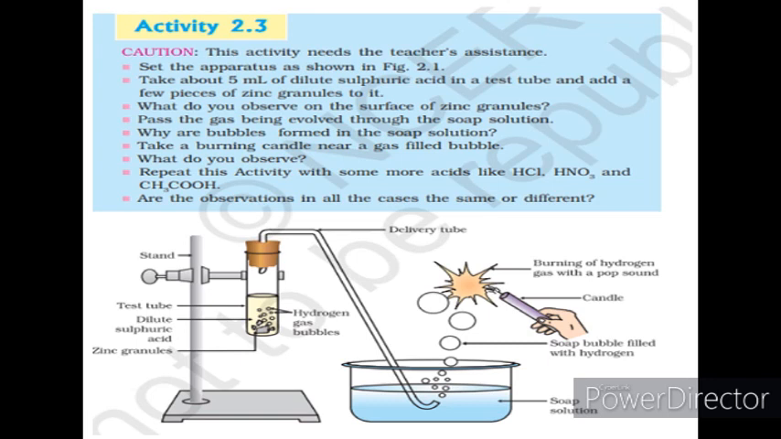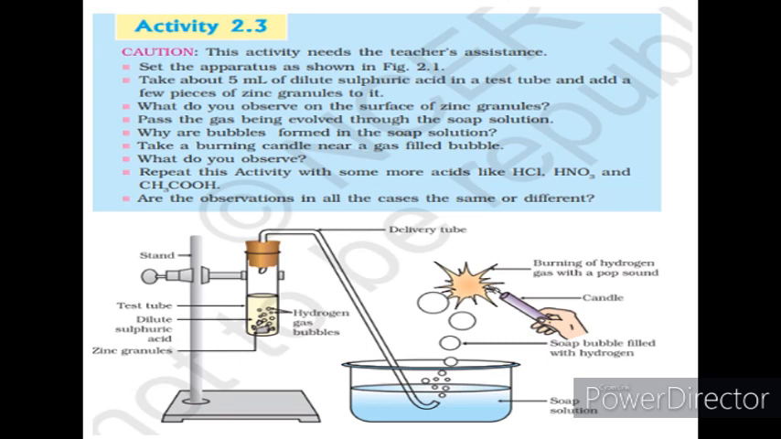Now take about 5 ml of dilute sulfuric acid in a test tube and add a few zinc granules into it. You will observe that a brisk reaction takes place at the surface of the zinc granules, which shows that the reaction is taking place with the evolution of gas. Now pass this gas with the help of a delivery tube into the soap solution. You will see that the soap bubbles filled with the gas rise up.